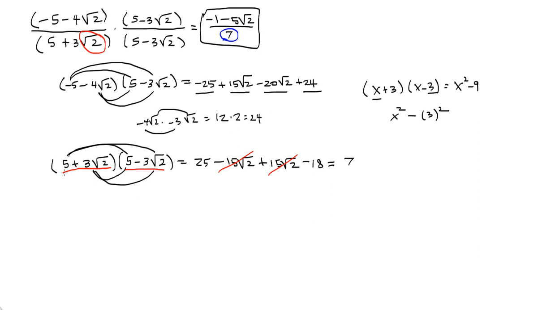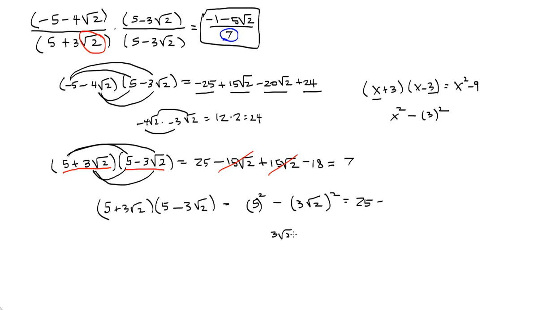What have we got here? (5 + 3√2) times (5 - 3√2). What is that? That's the first term squared minus the second term squared. It's the difference of squares. 5 squared is 25 minus, and then if we have 3√2 times 3√2, that's 9 times 2 is 18. We get 7. Everyone see that?